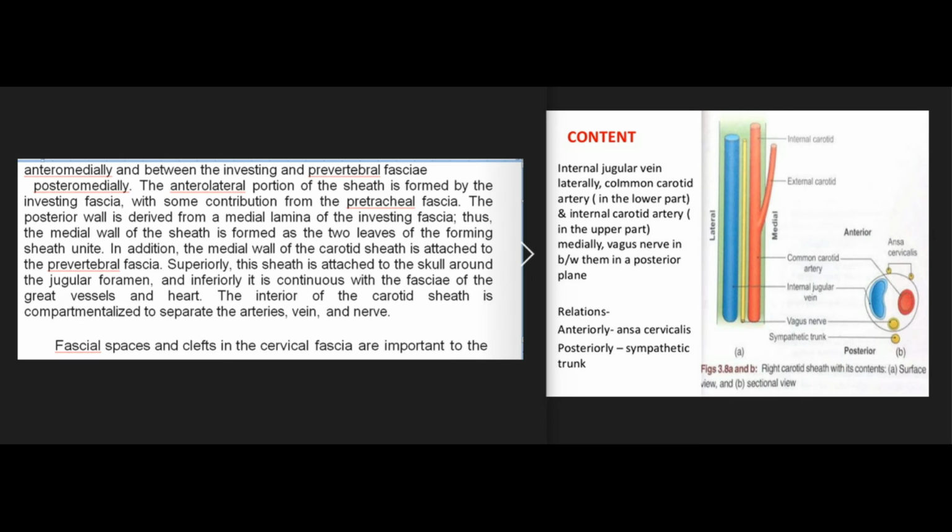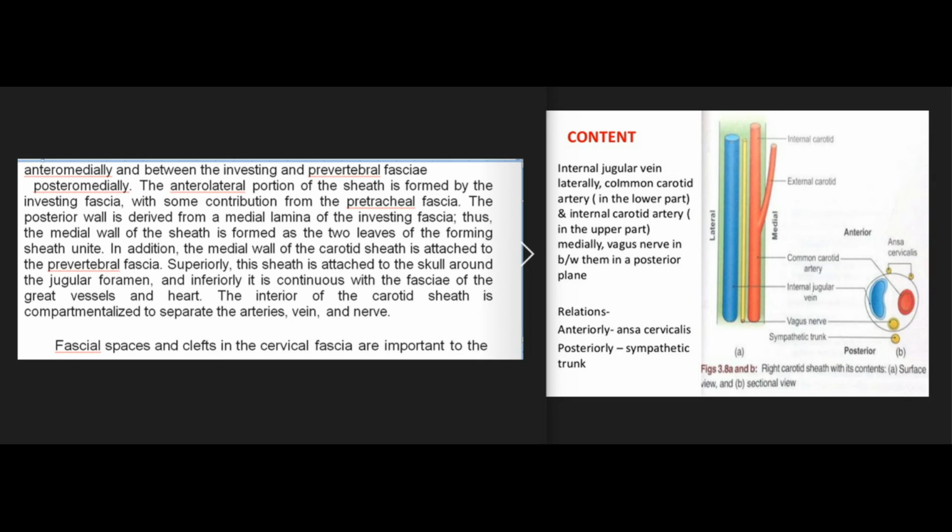In addition, the medial wall of the carotid sheath is attached to the prevertebral fascia. Superiorly, this sheath is attached to the skull around the jugular foramen, and inferiorly it is continuous with the fasciae of the great vessels and heart. The interior of the carotid sheath is compartmentalized to separate the arteries, vein, and nerve.